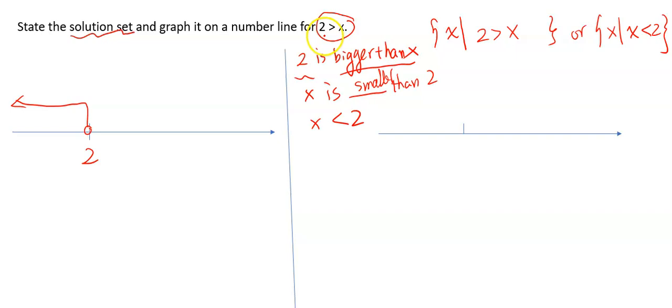So probably the best thing to do is to first switch x and the 2, and then we also have to flip the sign, because 2 is bigger, which means x is smaller. And remember, the alligator's mouth eats the bigger. So again, 2 is bigger. So that means when we graph numbers smaller than 2, that's going to be to the left.